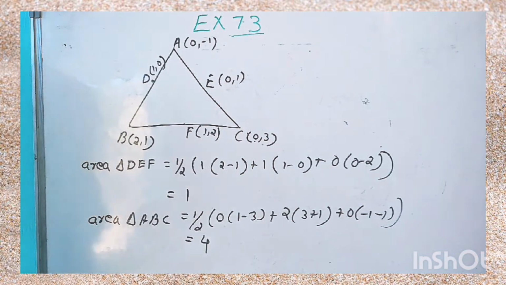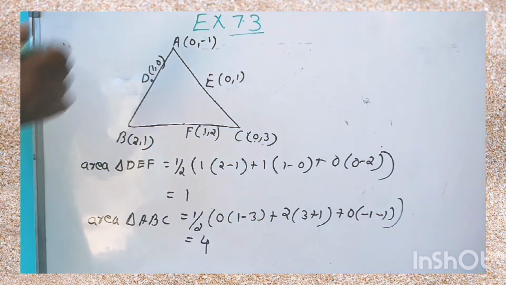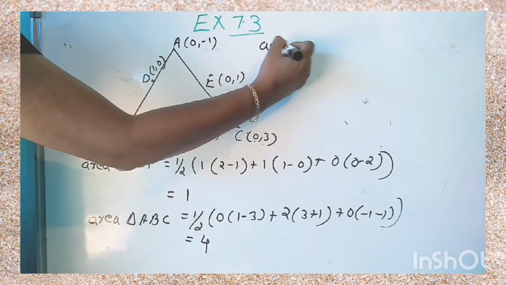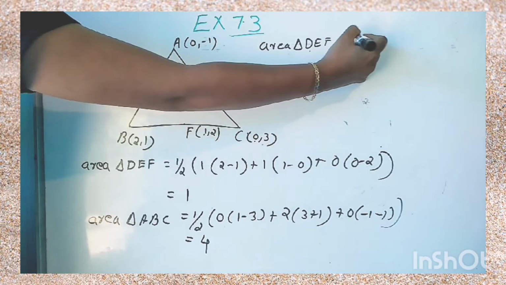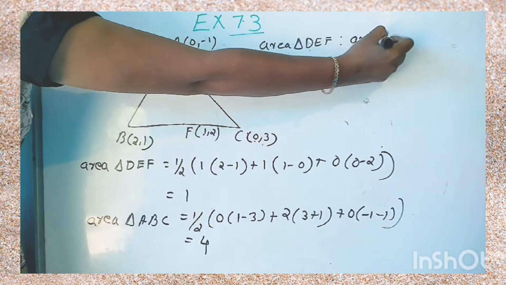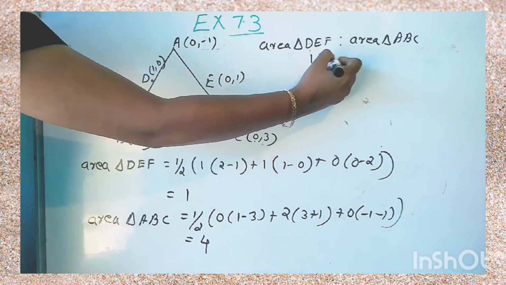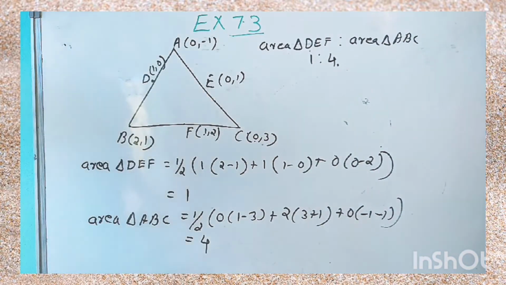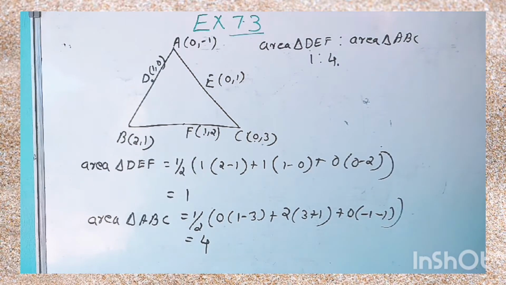Now area of triangle DEF is equal to 1. Area of triangle ABC is equal to 4. Here we need to find out the ratio. Then area of triangle DEF is to area of triangle ABC is 1 is to 4.